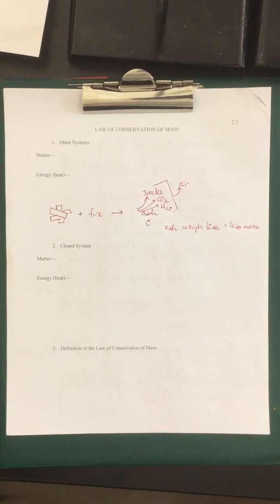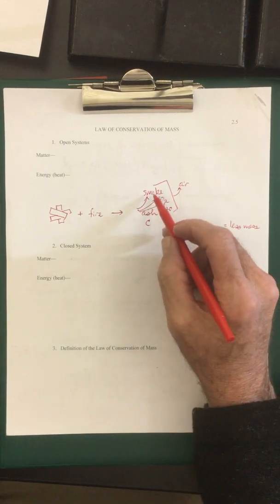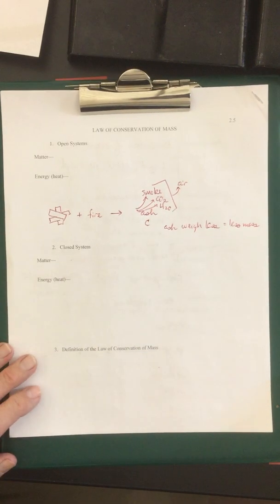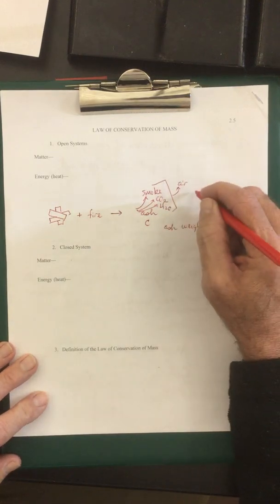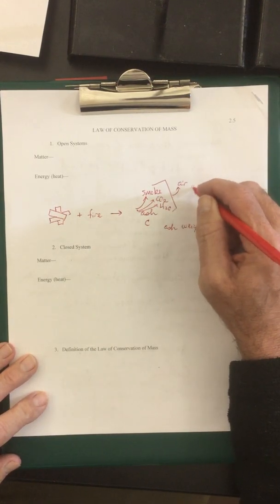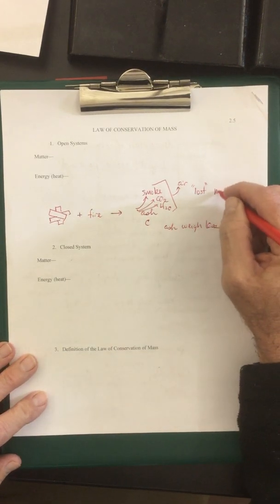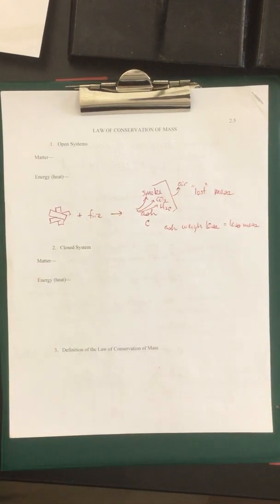But we actually didn't lose the mass. The mass went into the smoke, into the carbon dioxide, and to the water. All those things went into the air. So this is where all the lost mass goes. And I'm going to put lost in quotes because it's not really lost, it's just the mass is going somewhere else. So we have our lost mass, and that goes somewhere else.